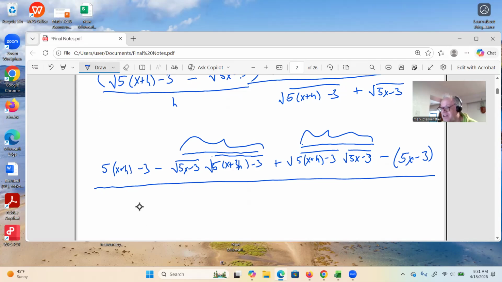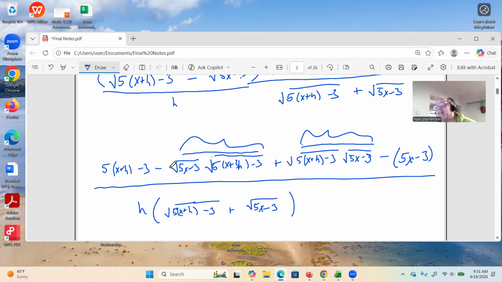You're stuck with it. So here we have an h times a square root of 5x plus h minus 3, plus a square root of 5x minus 3. Okay, and there's nothing you can do about this. It's going to stick there.